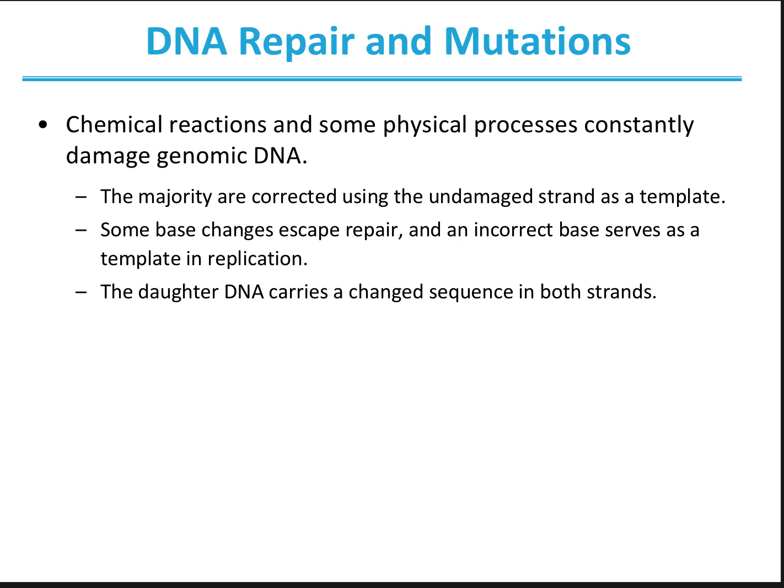Chemical reactions and some physical processes are constantly assaulting or damaging genomic DNA, and a majority of these are corrected using the undamaged strand as a template. Some base changes can escape repair, and in that case an incorrect base serves as a template in replication. That results in a daughter DNA that carries the changed sequence in both strands and ultimately results in what we call a mutation.